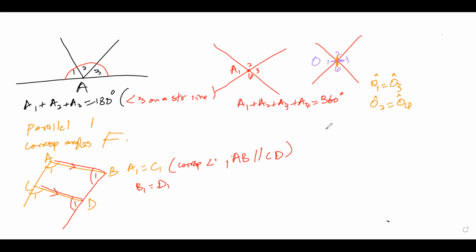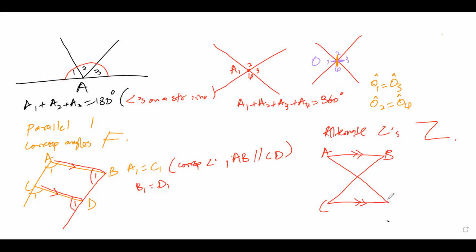Then we also have alternate angles that are equal. These are angles that form a Z shape. So if I have these lines that are parallel, A, B, C, D, okay? You can see I have two Z shapes. The first Z is this one, right? And the angles inside that Z are these. So from that Z, angle A is equal to angle D.